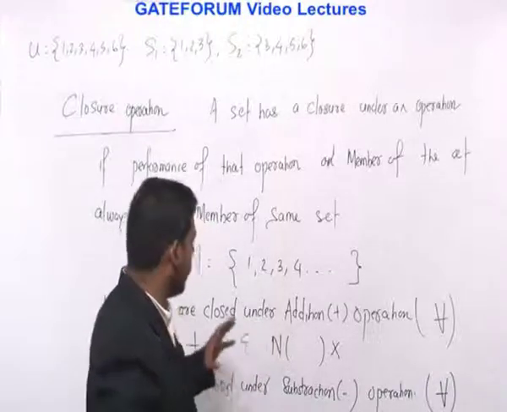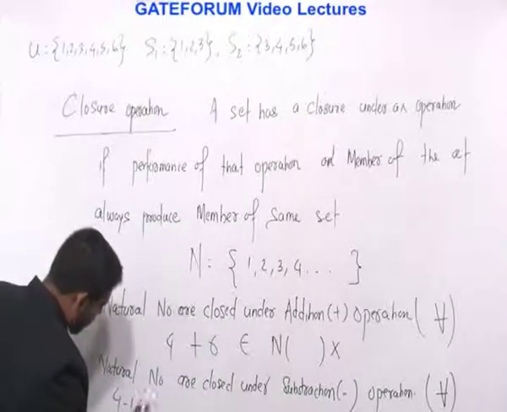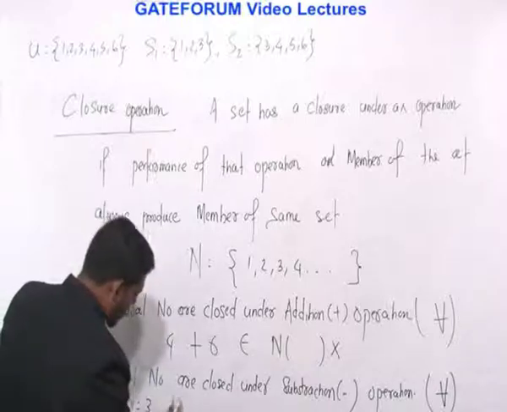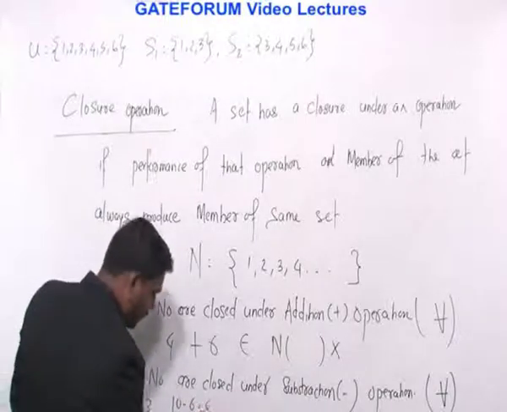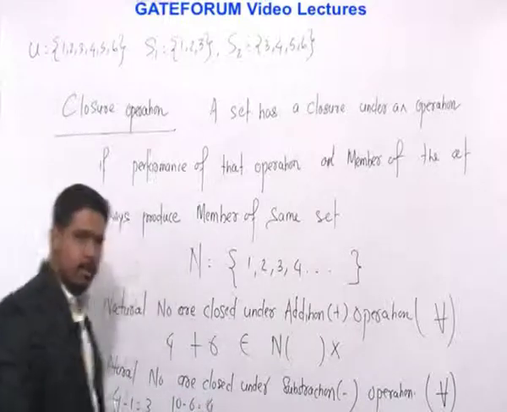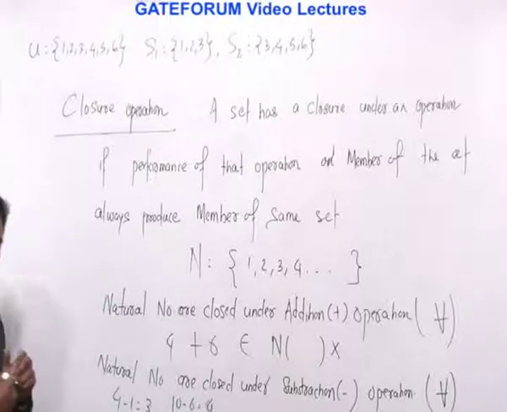So you can argue here, yes, 4 minus 1 is equal to 3, and 3 is a member of the natural numbers. You can argue that 10 minus 6 is equal to 4. All of these are resulting in an element that belongs to the natural numbers. So you can argue in this way.